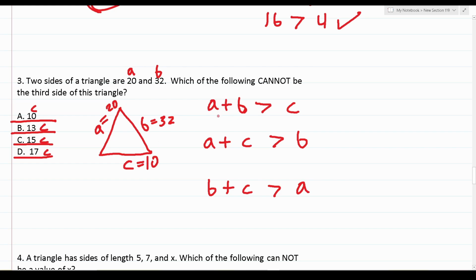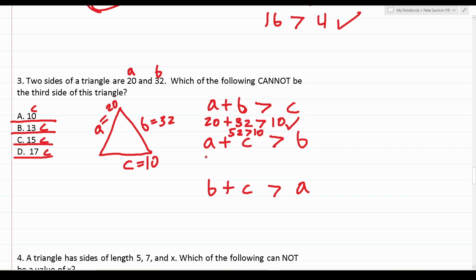A plus B, well, that's going to be 20 plus 32, has to be greater than 10. 20 plus 32 is 52. Is 52 greater than 10? Of course it is, so that works there.